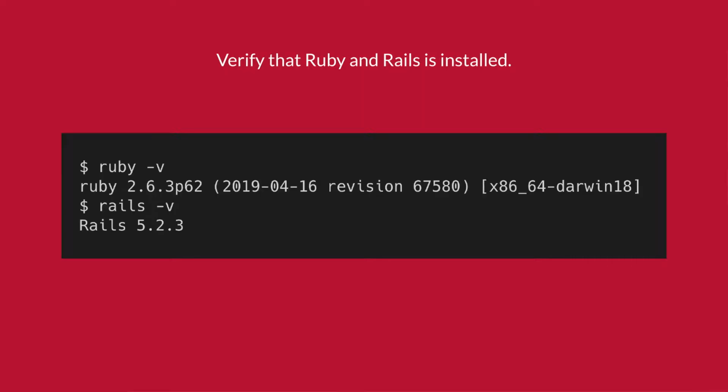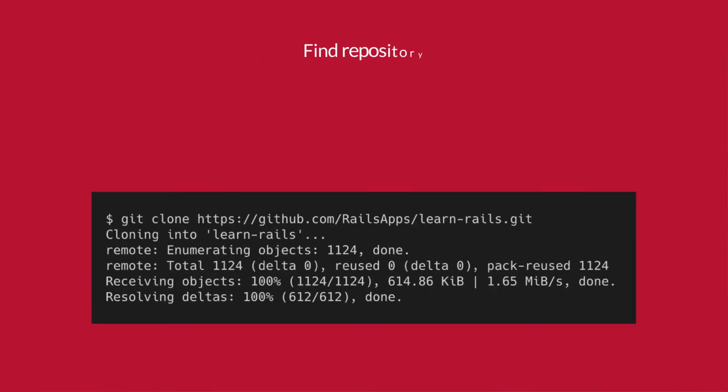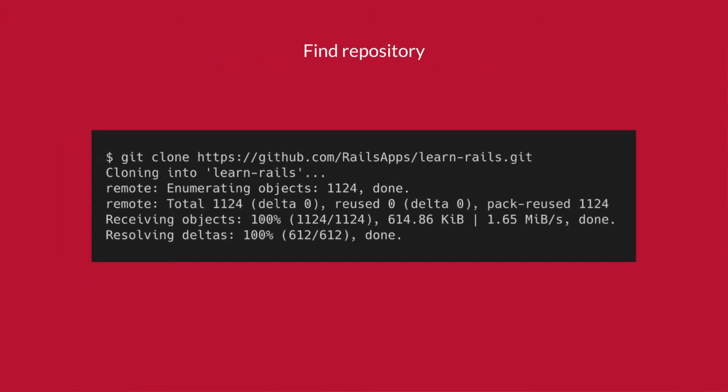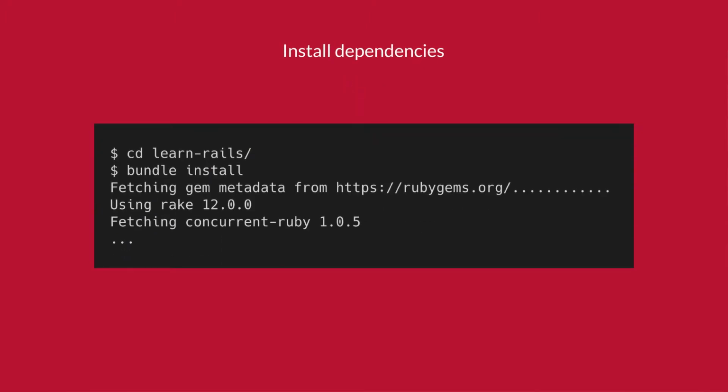You can see in both cases that I've asked for the version of Ruby and Rails, and I've gotten a return value. Now I'll find the repository for the application I want to run locally and clone it onto my machine. Next, I need to install all of the application's dependencies on my local machine.